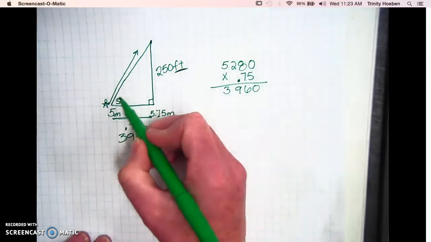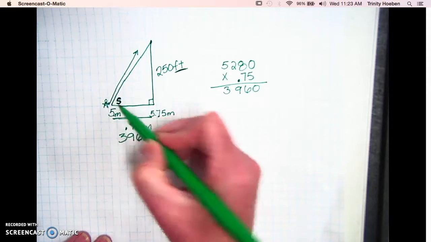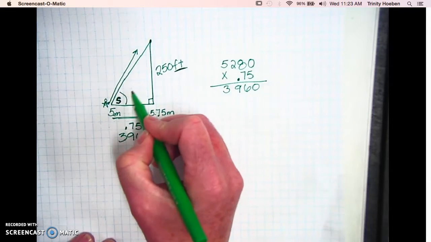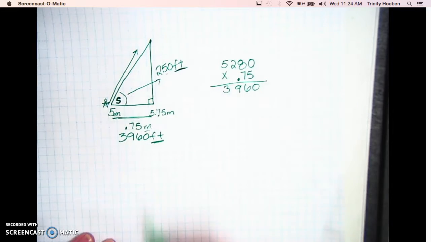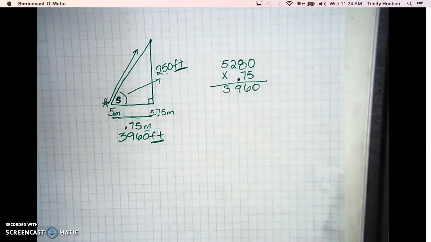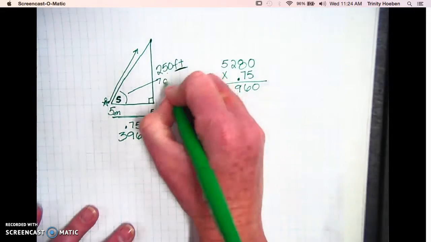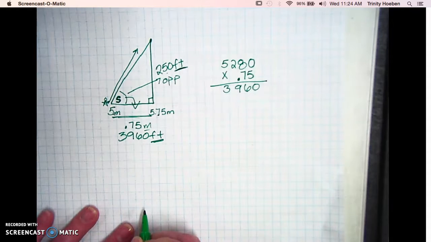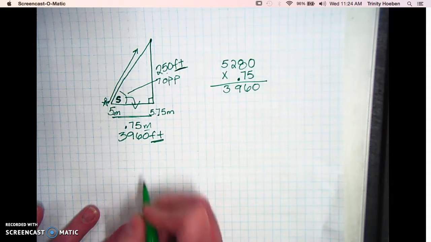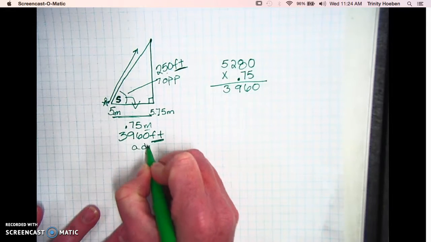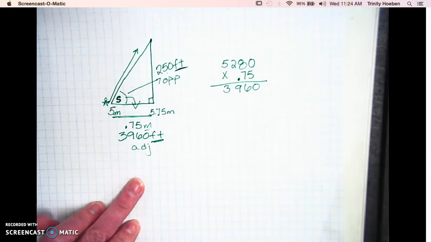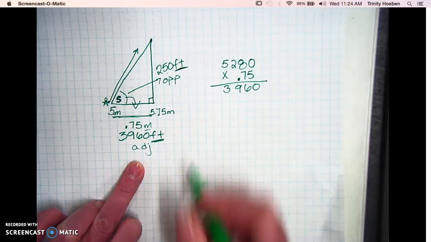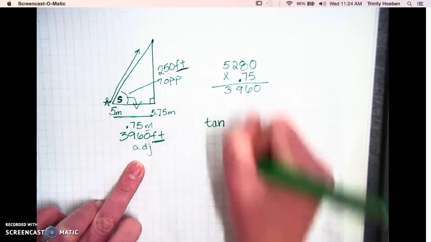Okay? So we want this angle S right here. So from this angle, we know 2 sides. This side over here that says 250 feet, is it opposite, adjacent, or hypotenuse? It's the opposite. And this side over here that's 3,960 feet, is it opposite, adjacent, or hypotenuse? Adjacent, right? So we've got opposite and adjacent. Which trig function uses opposite and adjacent? The tangent. Tangent uses opposite over adjacent.